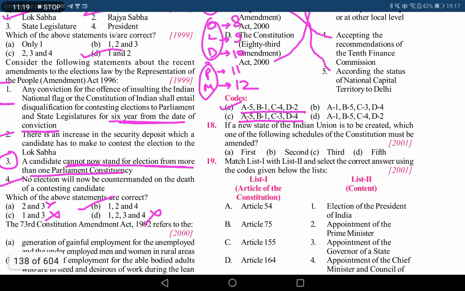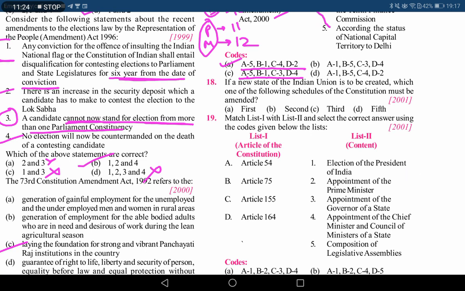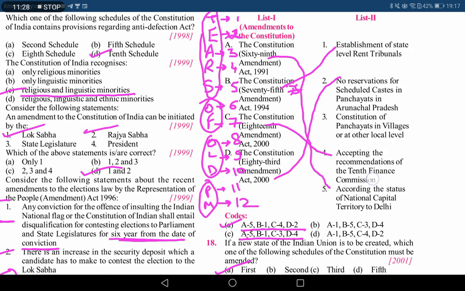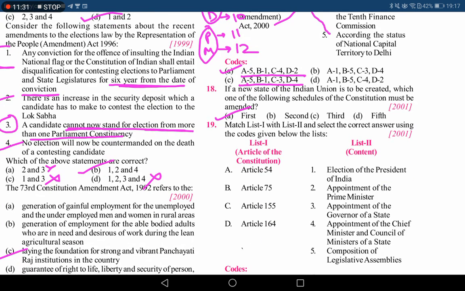If a new state of the Indian Union is to be created, which of the following schedules of the constitution must be amended? So first of all, we are talking about the territories. As I just told you about the schedules, first is territories. So obviously the schedule number 1 will have to be amended. Okay.